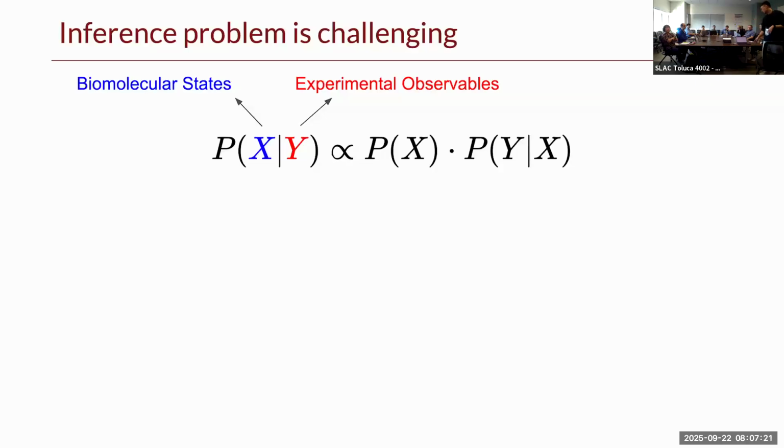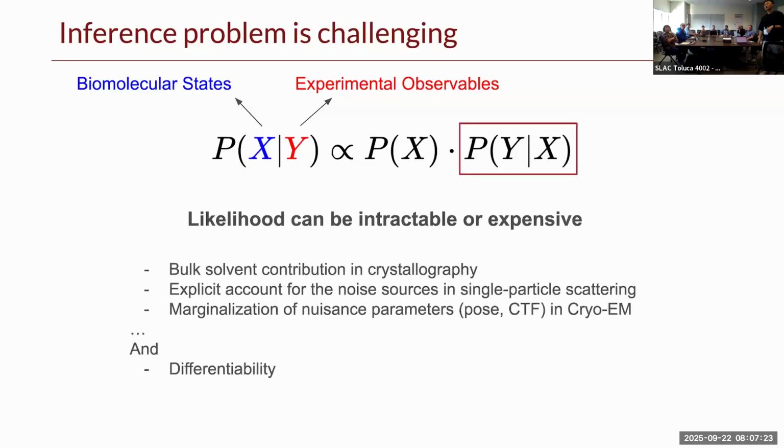And we try to dive into specific terms. First, the likelihood term. Especially for biomolecular experiments, the likelihood term can sometimes be expensive or intractable, right? Because there are so many different contributions which can be hard to physically model in the formation of your signal. For example, in crystallography, we have the bulk solvent contribution, which also contributes a lot to your resulting signals, but it's hard to have a very accurate modeling of that so far.